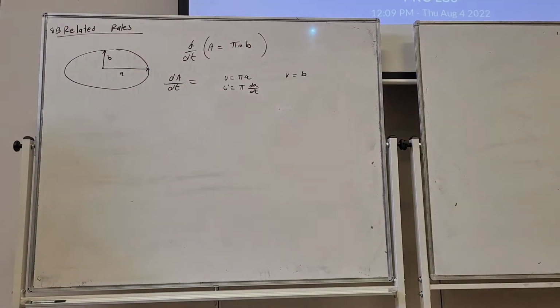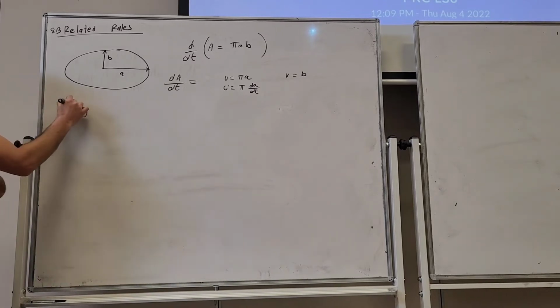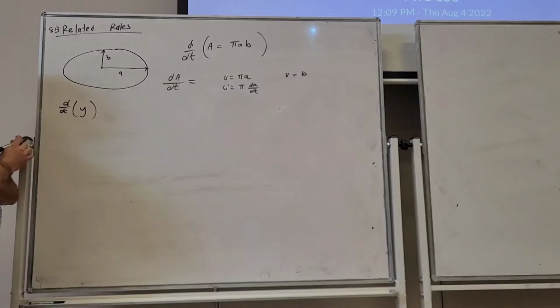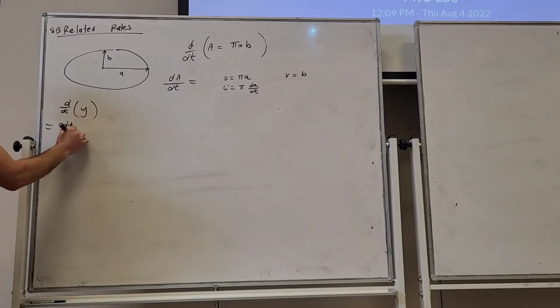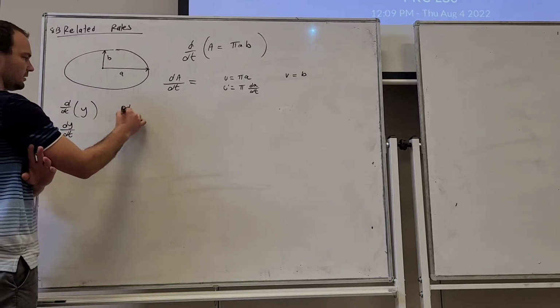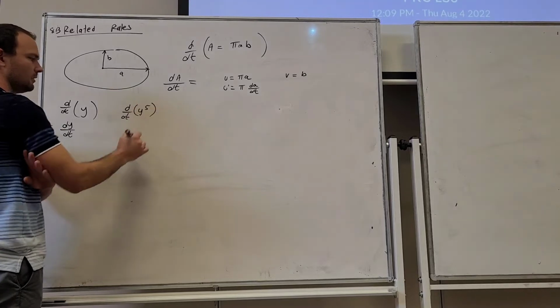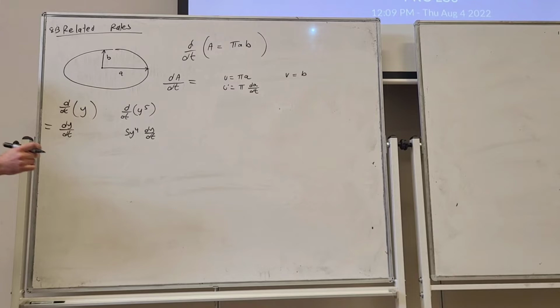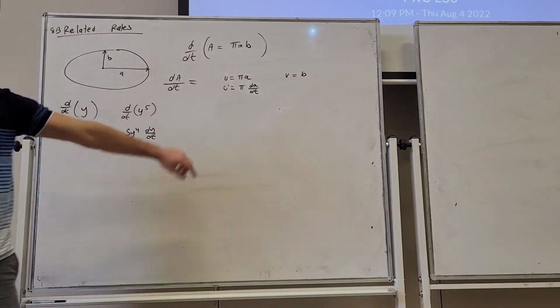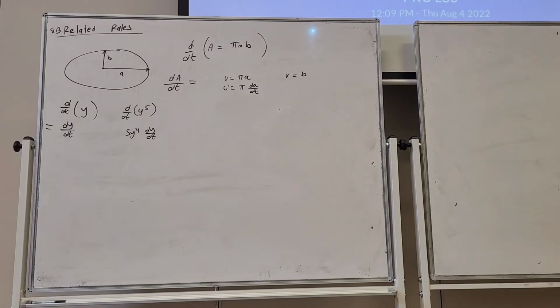So it's like yesterday. Remember, if we're differentiating y, the derivative of y is going to be dy on dt. If we're differentiating y to the power of 5, what's it going to be? 5y to the power of 4, dy on dt. So that's what we're performing here, a bit like what we did on Tuesday.